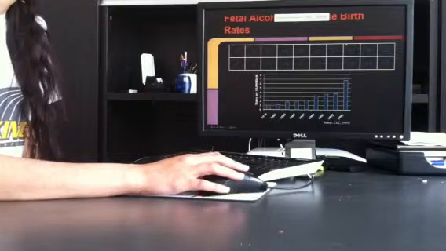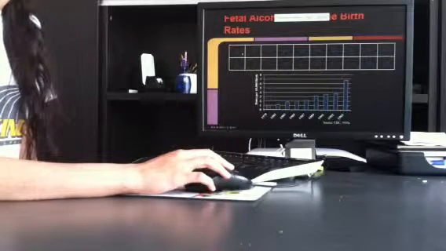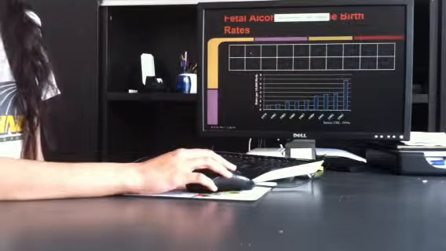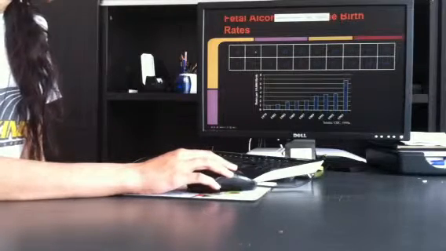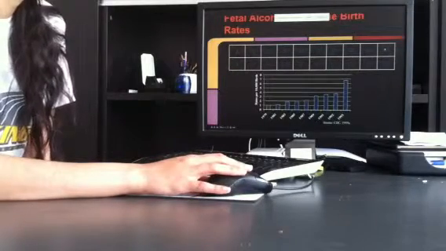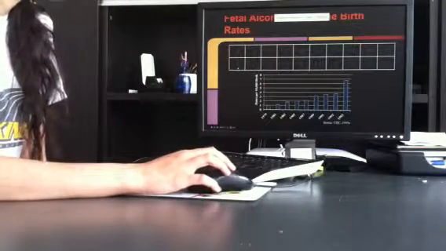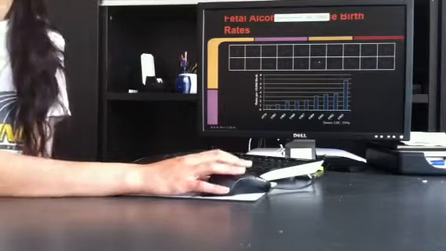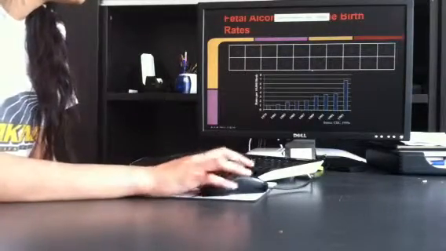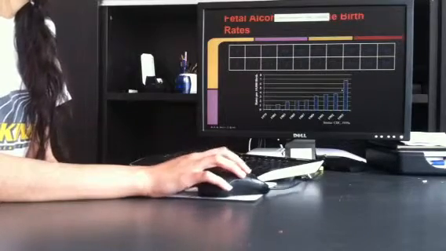X values are the years. I did the years by subtracting 1900. So for example, this would be 1979, 1981, 1983, all the way to 1993. And the Y values is rates per 10,000 births. And this is a graph.